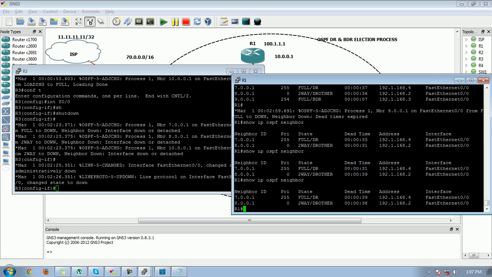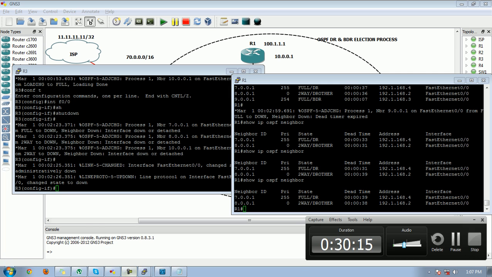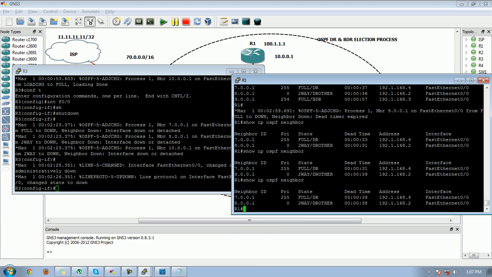If we didn't set that priority to 0, he can take part in that election and he can become BDR. Correct? This is the difference between setting up your priority and your router IDs. So we'll stop here. You have to practice it.